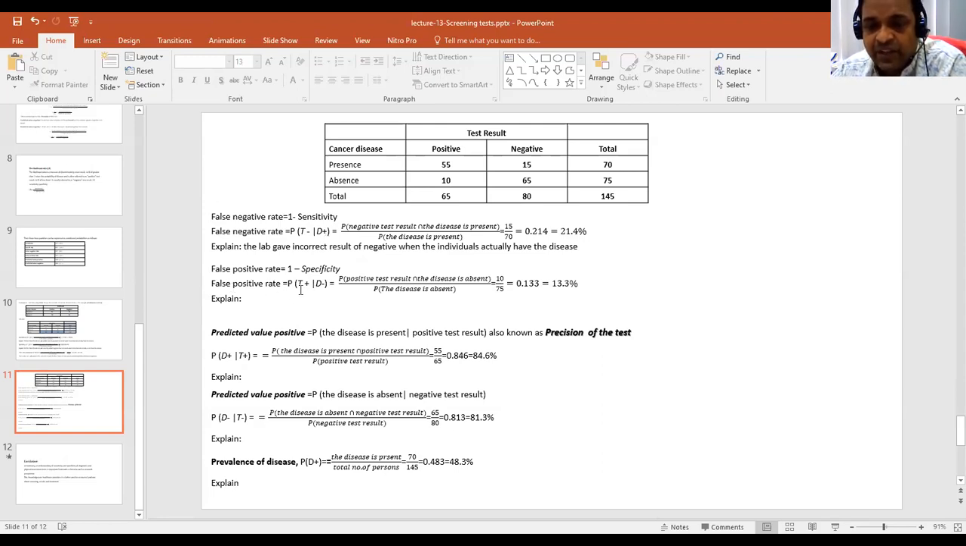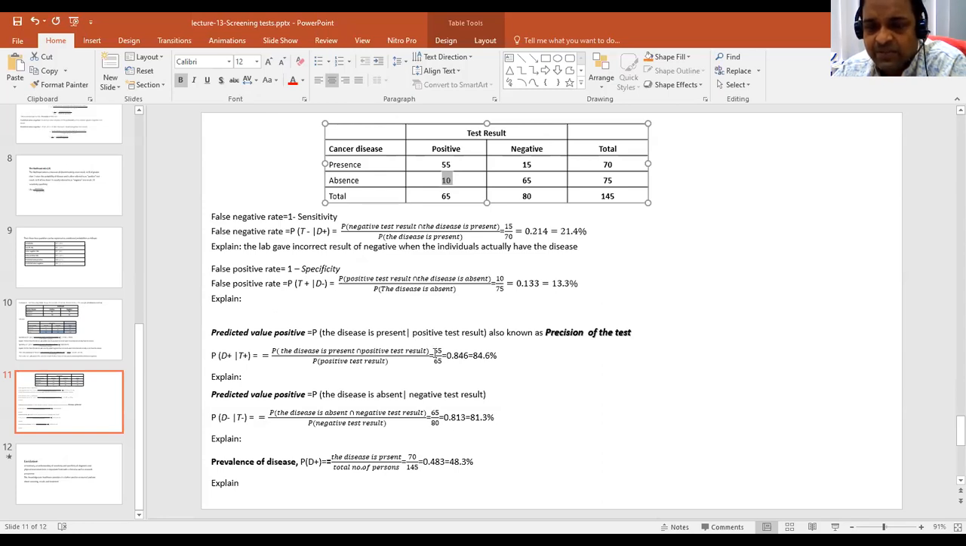Similarly, for the false positive rate, the test is positive, but actually the patient doesn't have the disease. So let us go to the test. The test gives the positive result, but the patient does not have the disease. 10% are wrongly identified as positive, but actually they do not have the disease. So out of the 75 who have no disease, 10% are mistakenly identified by the lab test as having the disease. This is called the false positive rate. You can write it as 1 minus specificity.